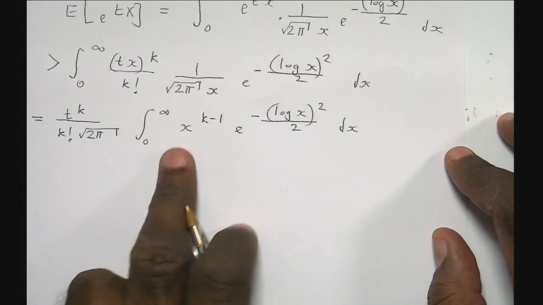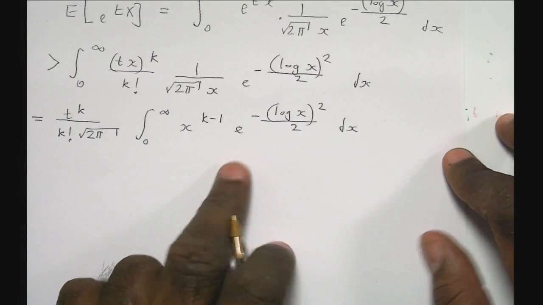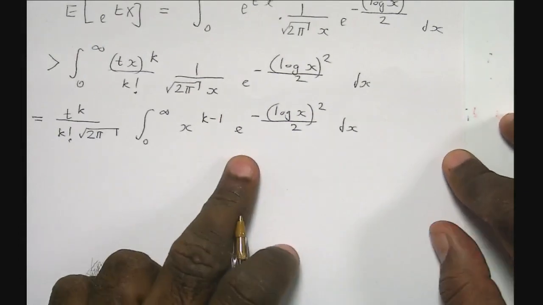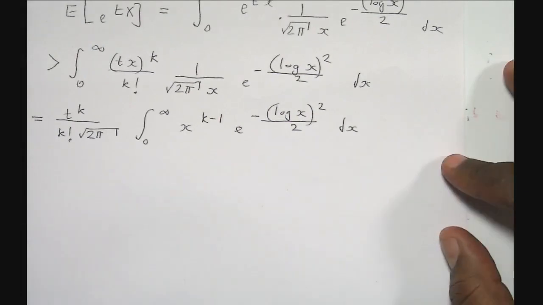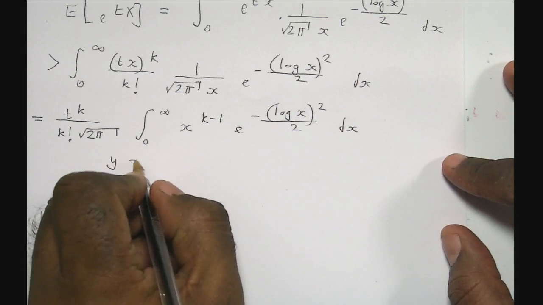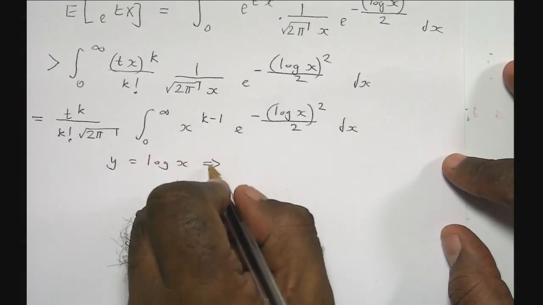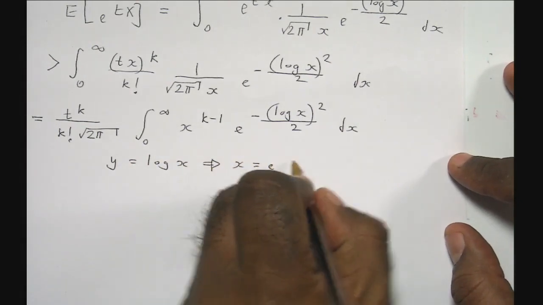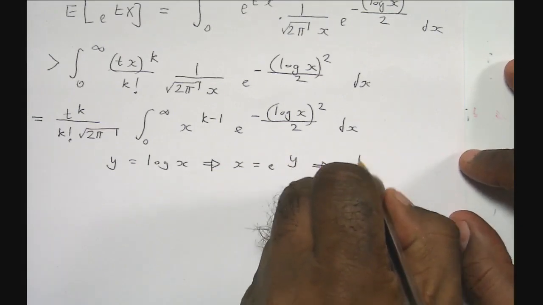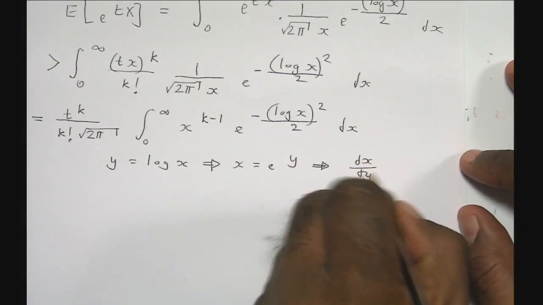Right, the next thing is I'm going to work with this integral here. To work with this integral, I'm going to do a sub. The obvious sub here is to make the substitution y equals log of x. So x equals e to the y, and dx by dy is e to the y.